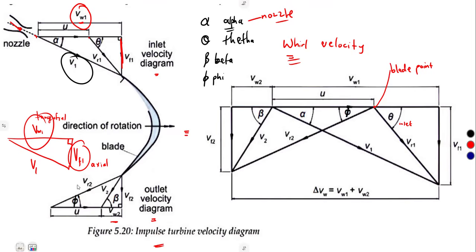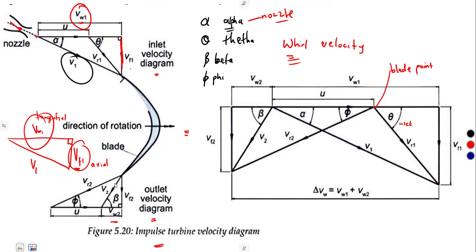Also, talking about the axial components, we have VF1 here, and we also have VF2. These axial components do not do any work on the blades as they are perpendicular to the direction of rotation. If we check, this is going up, the direction of rotation is this, so they are perpendicular to the direction of rotation. So they do not do any work.